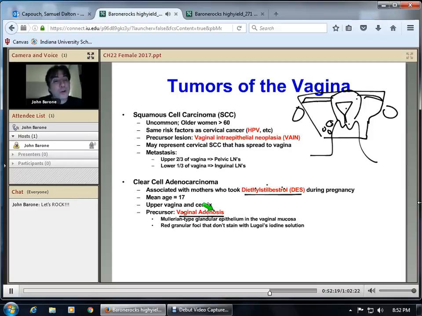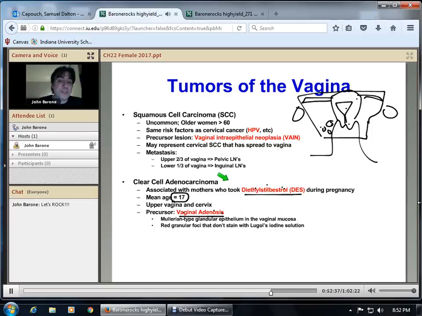This is where the adenocarcinoma is going to come from, because you're not supposed to have glands in your vagina. So over time, these are going to get irritated. The average age is about 17 years old. These will get irritated enough and they'll turn into glandular clear cell adenocarcinoma.